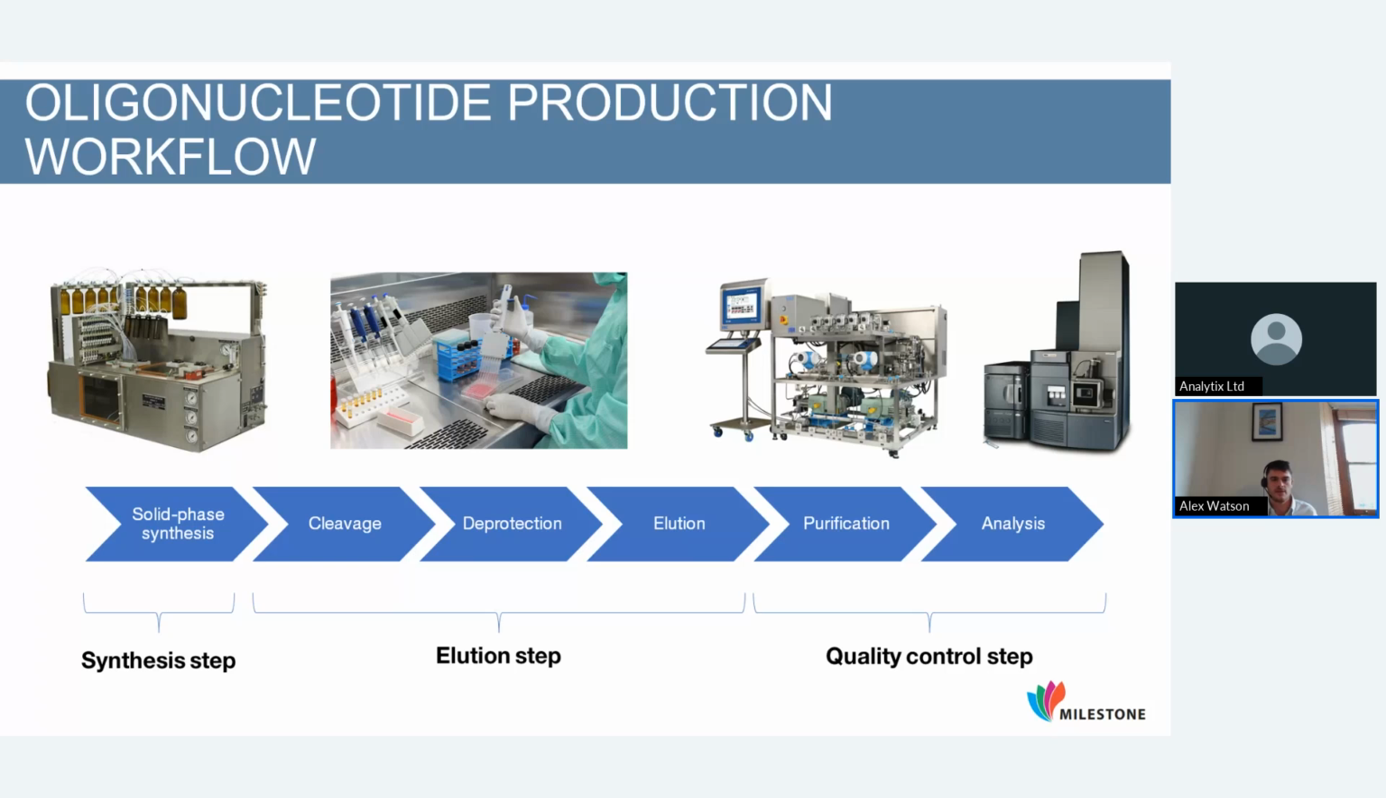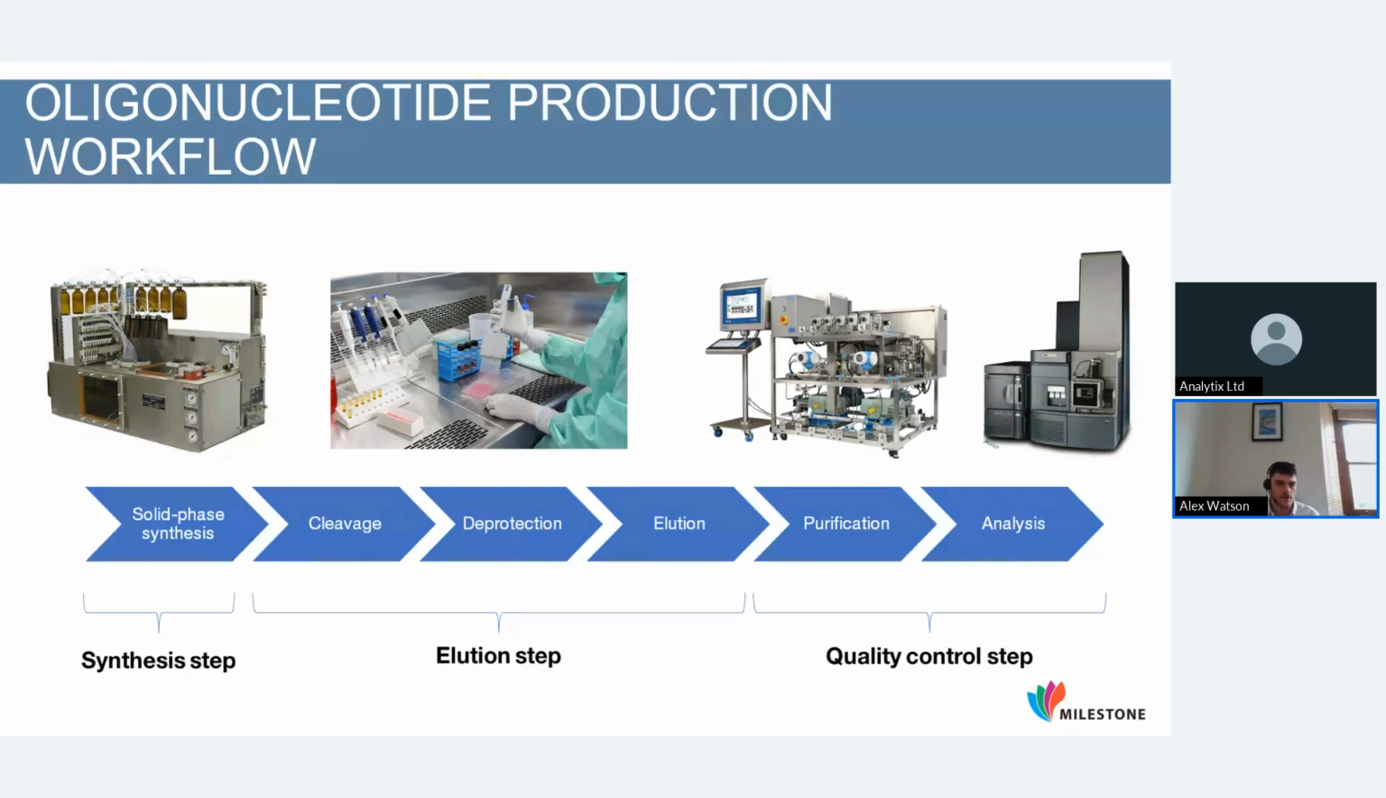Here we can see what that illustration equates to in an actual lab, in a physical laboratory environment. So here's the oligonucleotide workflow. We can see, starting at the solid phase synthesis, we've got our large-scale automatic synthesizers. We'll then perform cleavage and deprotection manually. We'll elute cleaved oligos from the solid support, perform purification, and then do analysis before storage.